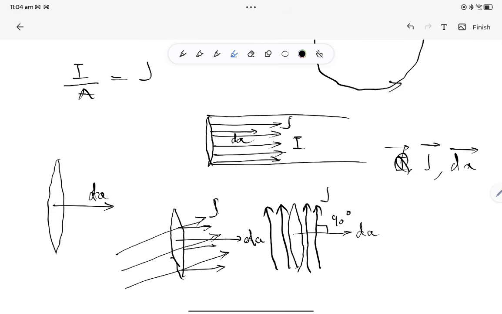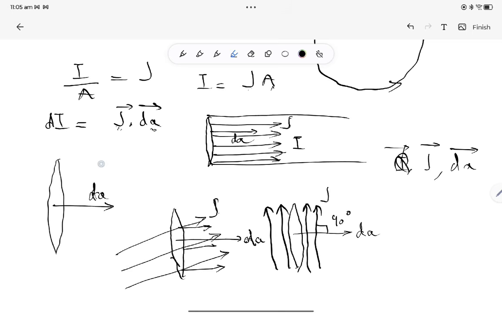That's why a more general definition of this would be, instead of writing I is equal to J, we write I is equal to J dot A. For a small area element, let us write dI equals J dot dA, instead of J into A. Now, if the two happen to be parallel, that is J dA, the same as this. If they happen to be perpendicular, then it is 0.